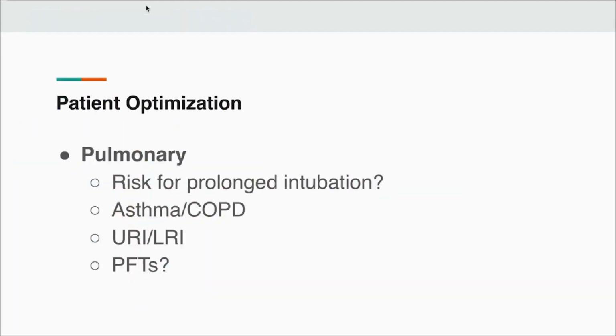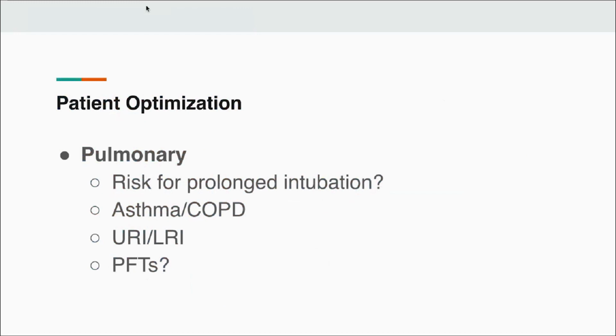When we go into the pulmonary system, we think about the patient's risk for prolonged intubation. Do they have significant pulmonary disease where, if they were able to take different medications or given time to recover from whatever condition they have, they would do better with a general anesthetic than today? That includes asthma or COPD medications. That includes upper or lower respiratory infections like recovering from pneumonia or bronchitis.